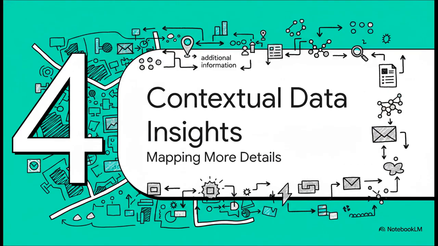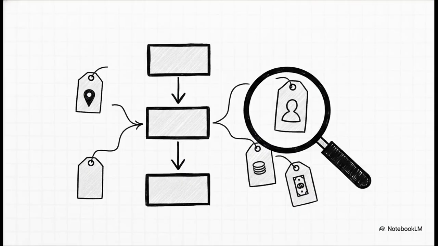Section 4, capturing contextual data insights. Now, this is where mapping optional attributes really comes into play. By assigning case-level attributes to columns right from the very first event, you capture all these specific contextual details. Think about mapping the location, the role of the user, the vendor ID, or even mapping invoice value as a financial attribute.